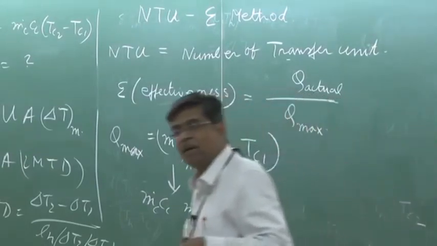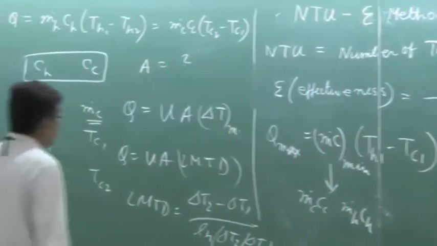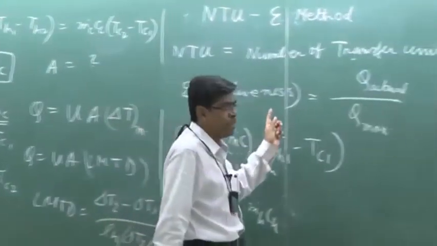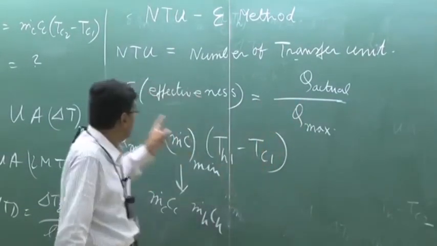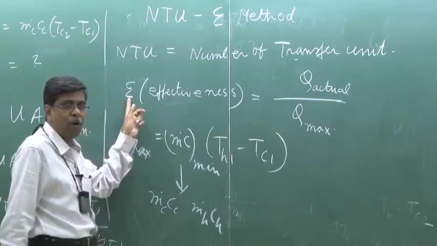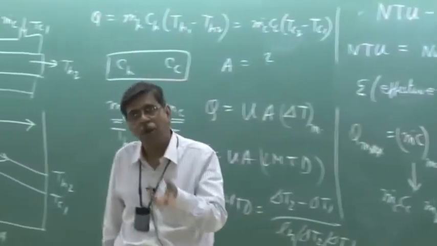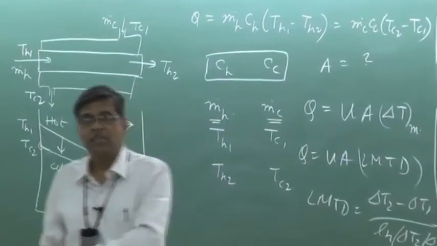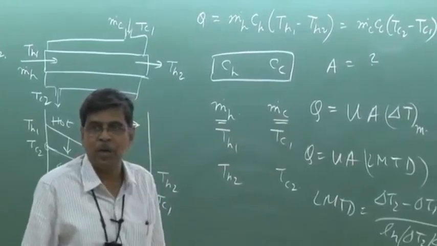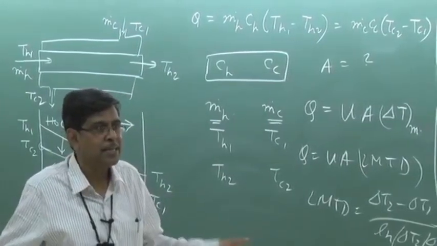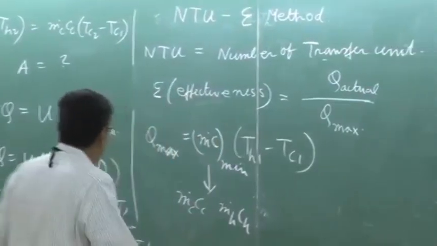So then what happened? This definition of effectiveness can be understood, conceived with respect to a counter flow heat exchanger. Nevertheless, as a criterion of comparing the exchangers with this effectiveness, we will use the same for parallel flow also, though it does not have any physical meaning, like the ratio of actual to maximum heat transfer in that case. Is it clear to everybody? Good students? Okay.